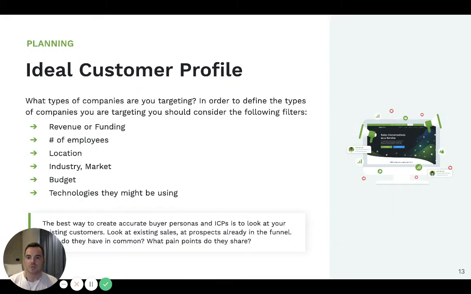Before you do anything, you really need to understand who you are targeting. And you do this by understanding your ideal customer profile. Now, this is all about the company. It's not the individuals, it's the companies that you want to target.